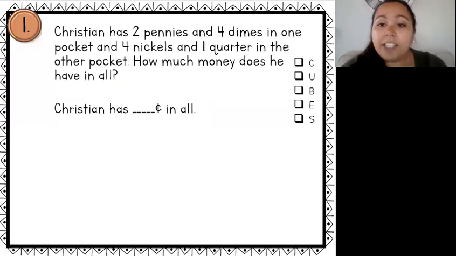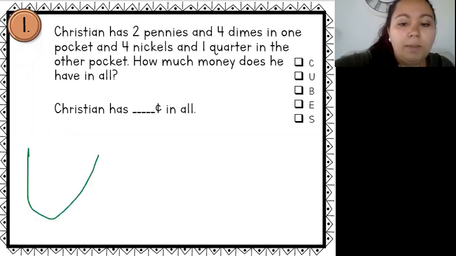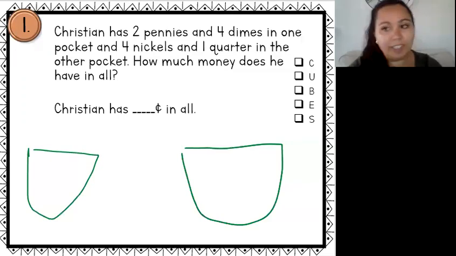Question 1. Christian has 2 pennies and 4 dimes in one pocket and 4 nickels and 1 quarter in the other pocket. How much money does he have in all? So before I even start, I'm thinking of a person with 2 pockets on either side, maybe of his jacket or jeans. So I'm going to draw a little pocket and then another little pocket, right? These don't have to be perfect.